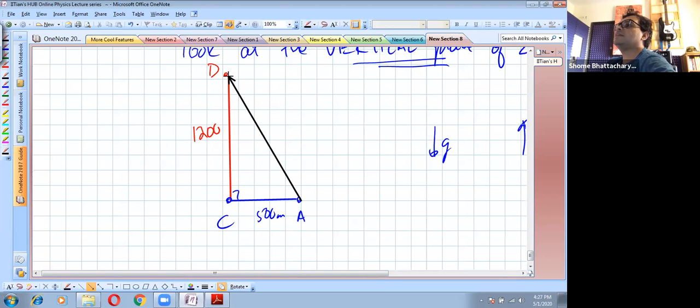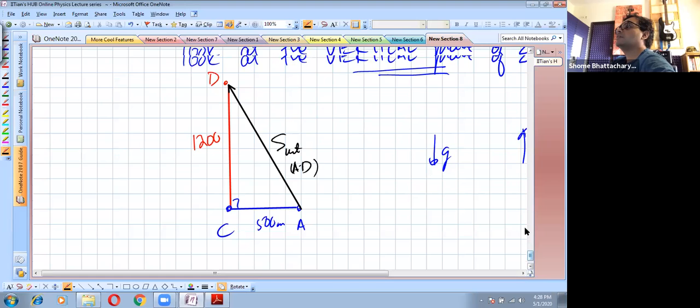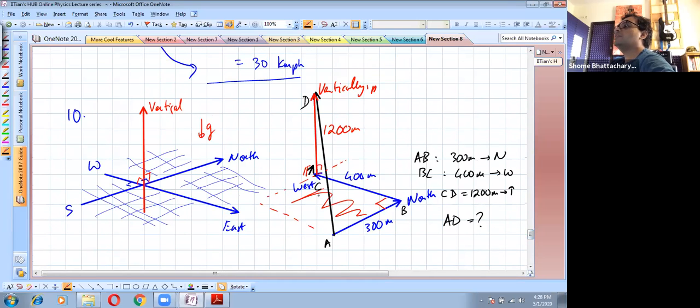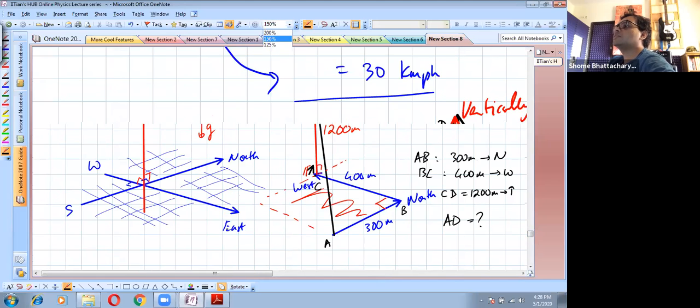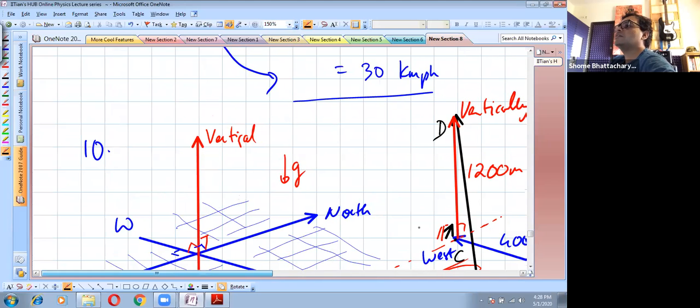This is the same line AD. So this is my net displacement. This is the line AD. It's the same line that we saw in the first diagram, which was a three-dimensional diagram. This one. Okay. But now in this diagram, I just magnify this a little bit.